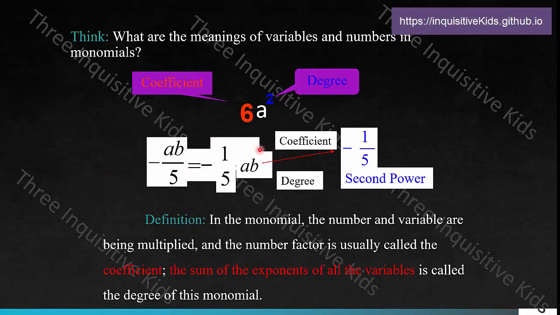Now over here, this shows something really interesting. When you see a monomial like negative AB divided by 5, really the coefficient is negative 1/5. Because negative AB divided by 5 is the same thing as negative 1/5 times AB, negative 1/5 AB. These are the same thing. That means that the coefficient is negative 1/5.